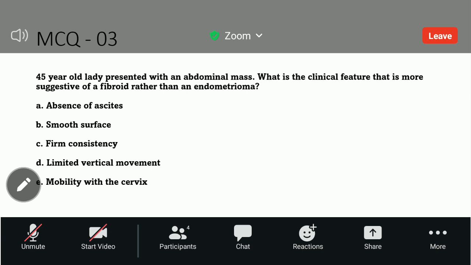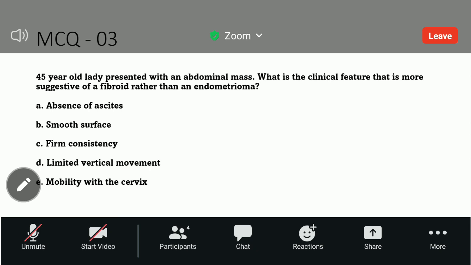Absence of ascites. Both conditions are benign conditions. Absence of ascites won't be there. Sometimes it may be there in the endometrioma, not in the fibroid. Fibroid is a totally benign condition. So that is false. Smooth surface. Usually both fibroid and endometrioma have a smooth surface. Multiple fibroids can be lobulated. The surface is always smooth. So that is also false.